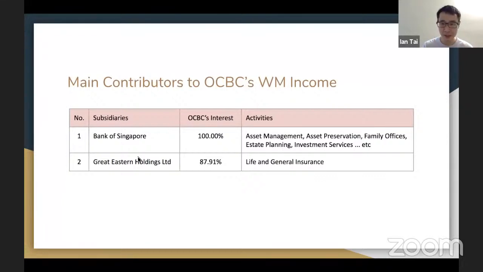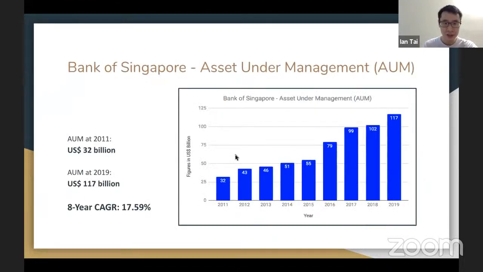And Great Eastern Holdings Limited is also a Singapore-listed company. It's a public-listed company in Singapore where OCBC owns 88% of the life insurance company. All right? So these are the two main contributors to OCBC's wealth management income. Now, if you look at Bank of Singapore, here is what I've gathered when it comes to its assets under management. It has increased from 32 billion US dollars, not Singapore dollars, growing at a rate of 18%, all the way up to 117 billion US dollars.